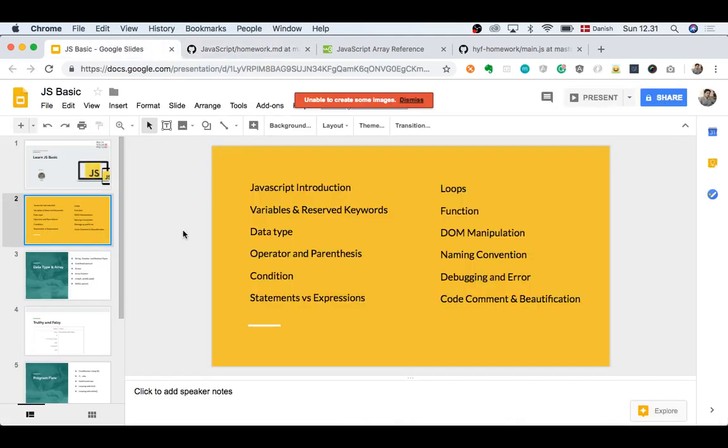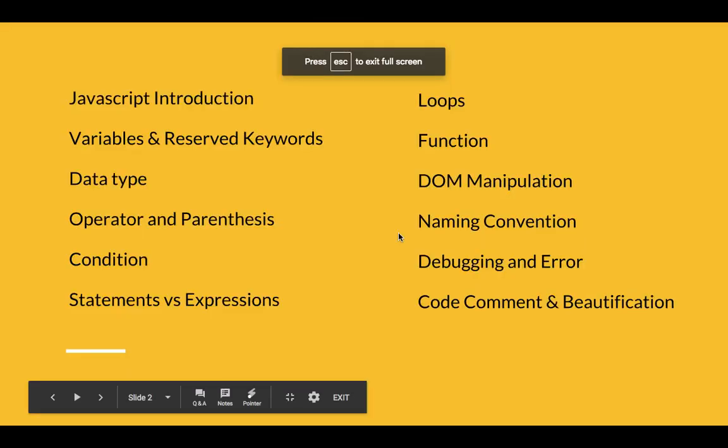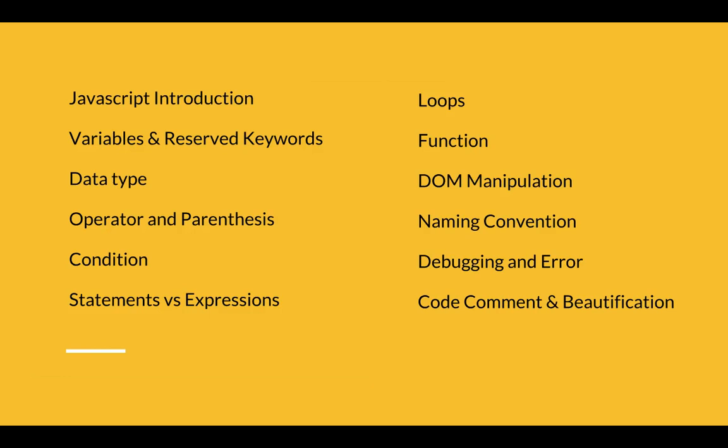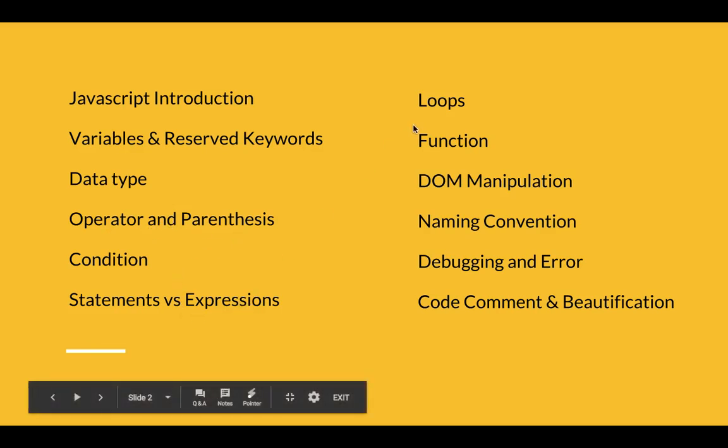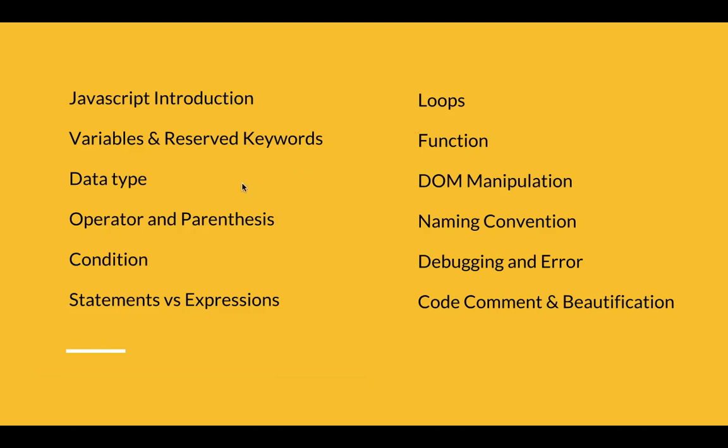Okay. Before I start with the new topic, I want to see how much we covered in the last class. Probably you guys can help me. This is the one that I taught in the beginning, for the whole JavaScript module 1, the basic one. And the remaining things you will be learning in 2 and 3. So for 1: JavaScript introduction, variable and reserved keywords, data type, like let, const, all this, and operator and parentheses, condition, statement versus expression. I think we start at the condition. So let's take a quick check.